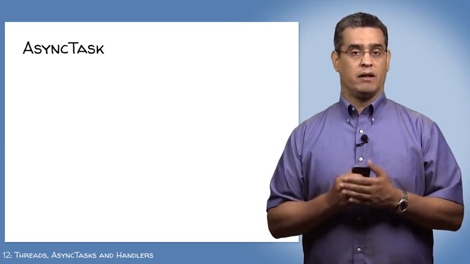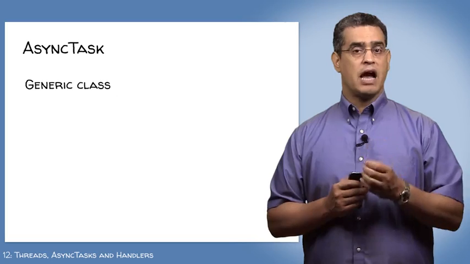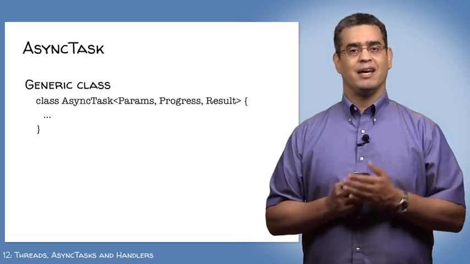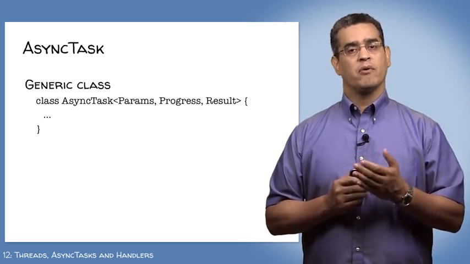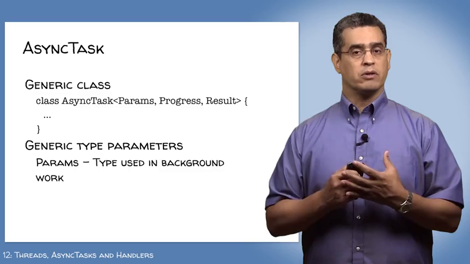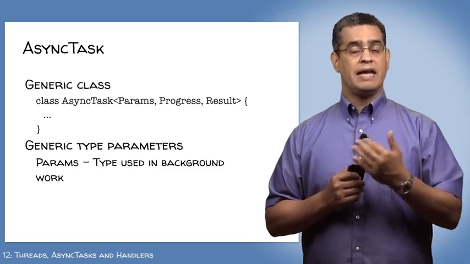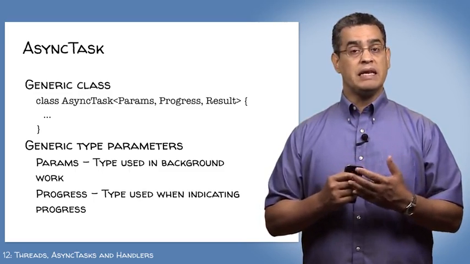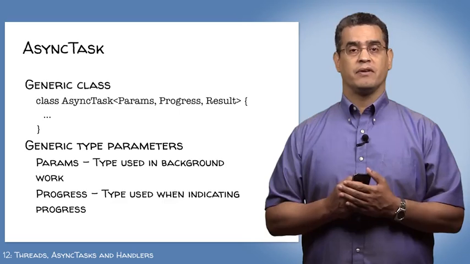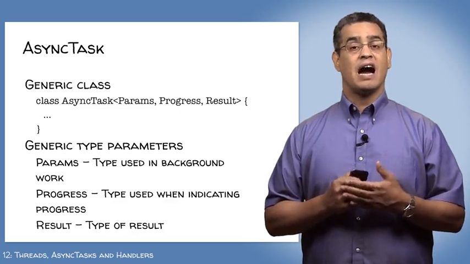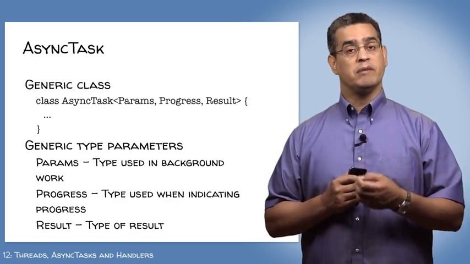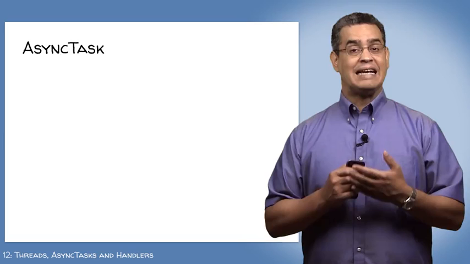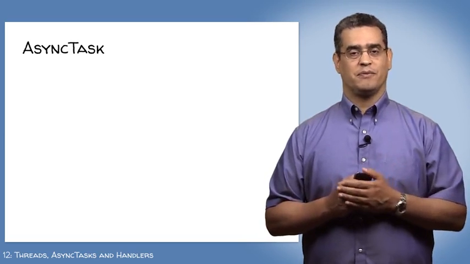AsyncTask is a generic class that takes three type parameters: Params, Progress, and Result. Params is the type of the parameters that are input to the async task. Progress is the type of any intermediate progress reports, and Result is the type of the result that is computed by the async task. The workflow of an async task goes as follows.